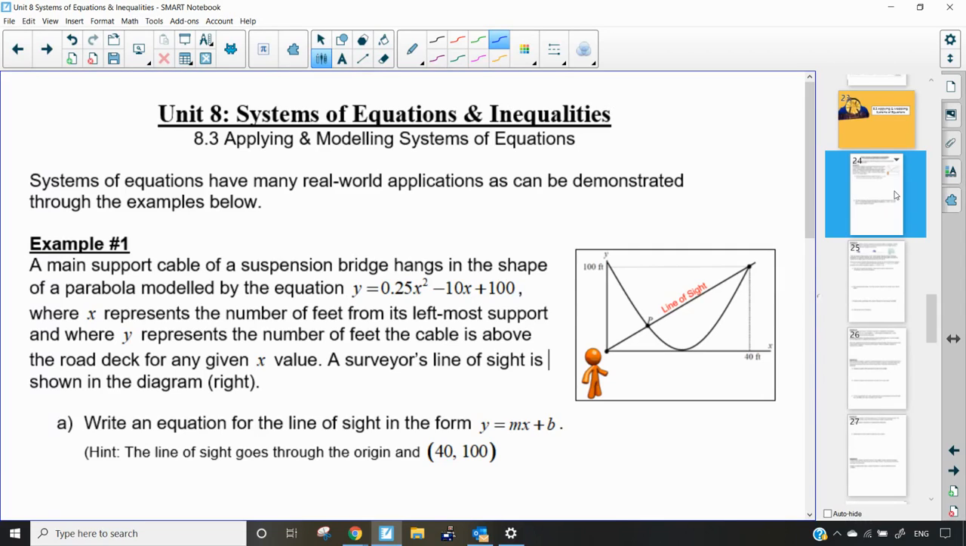All right, so as we work through these examples, what you're going to see is that systems of equations have a ton of real-world applications. And so each of these examples is going to show you one way that systems of equations can be applied in the real world.